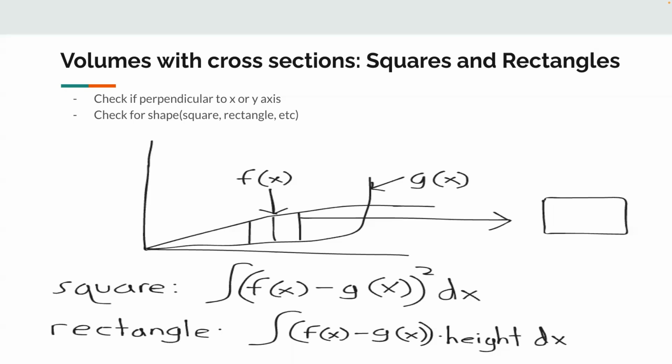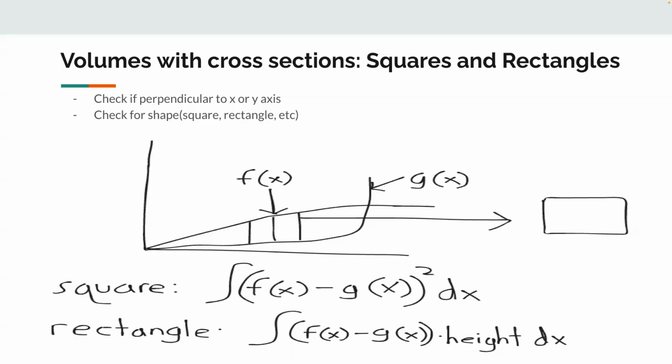It can also be a rectangle. For a rectangle, it'll just be f of x minus g of x, the top minus the bottom still. And it's not going to be squared here because they'll usually give the height in the problem. It could be 3x, for example, or it could just be 3, and it depends. And yeah, you'd find the integral like that. So check for the shape, if it's a square or rectangle.